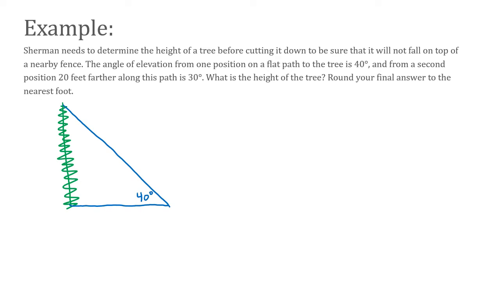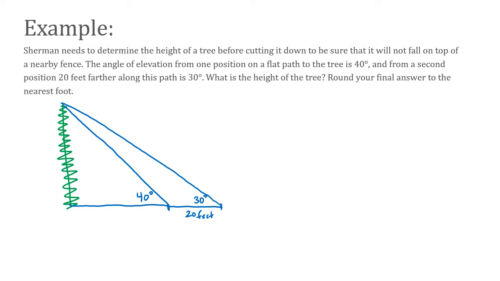And then from a second position, 20 feet farther, so this piece here and this piece here is 20 feet. And now the angle of elevation is 30 degrees. It's a little smaller, which is making sense with my picture. What is the height of the tree?